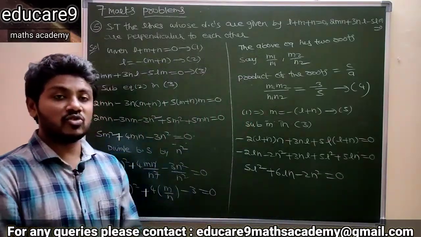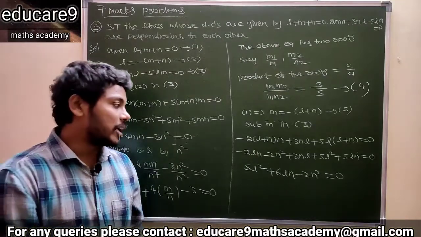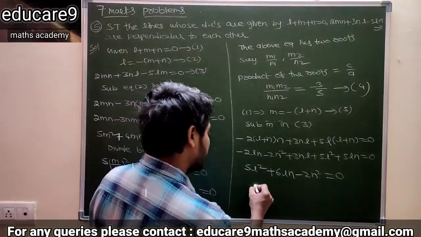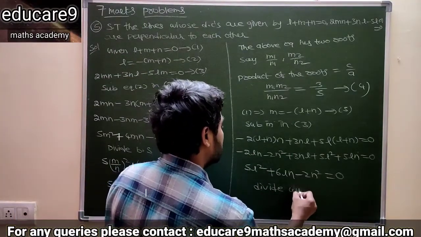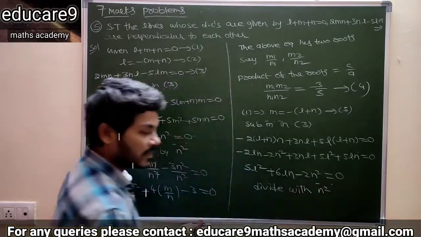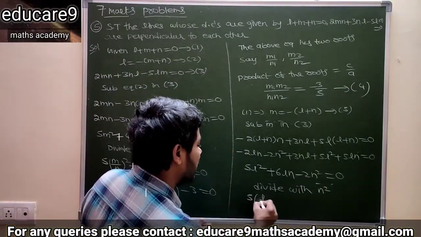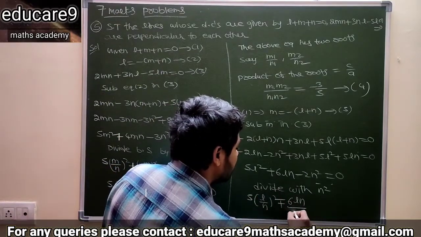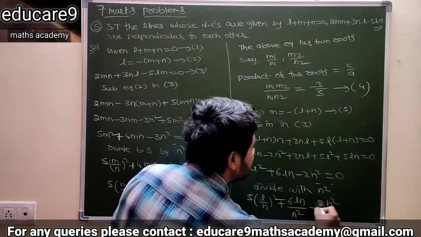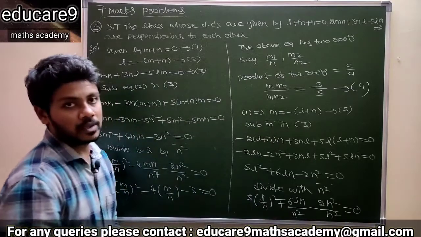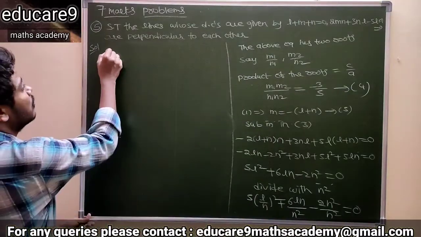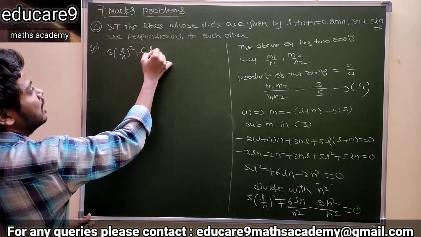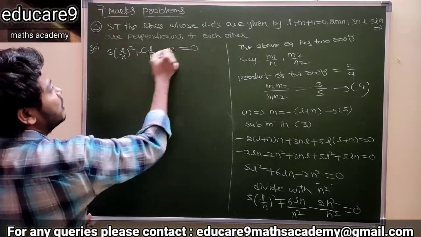So here also there are no factors. So in that case we have to divide the given equation by either l square or n square. Here divide by n square. So what do you get? 5 into (l by n) whole square + 6ln by n square - 2n square by n square = 0. Now this can be written as 5 into (l by n) whole square + 6 into (l by n) - 2 = 0.